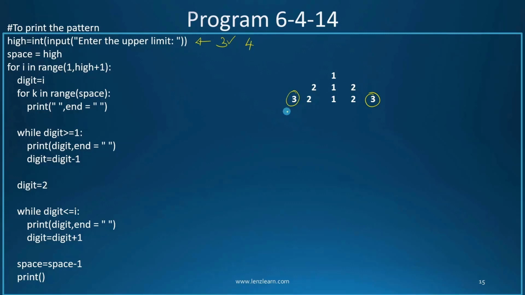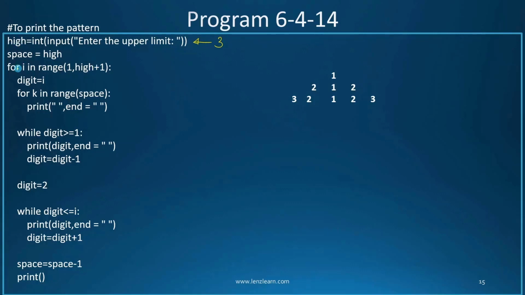So if you enter 4, there will be one more line. It will be like 3, 2, 1, 2, 3, 4. Now first let us understand how this program works logically. So I have to enter the number of lines that I have to print. Now in this case I will enter 3. Okay, so that will be stored into the variable high.